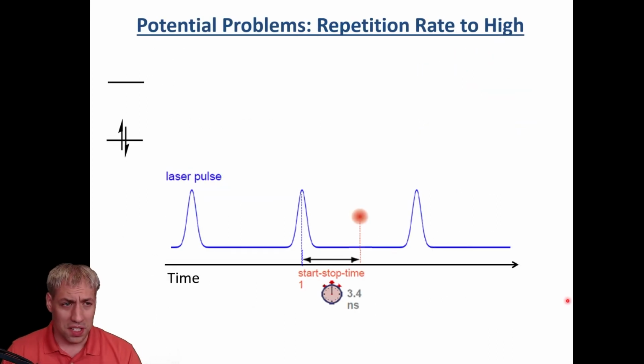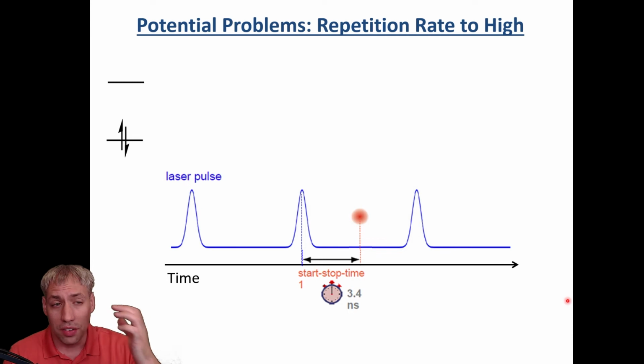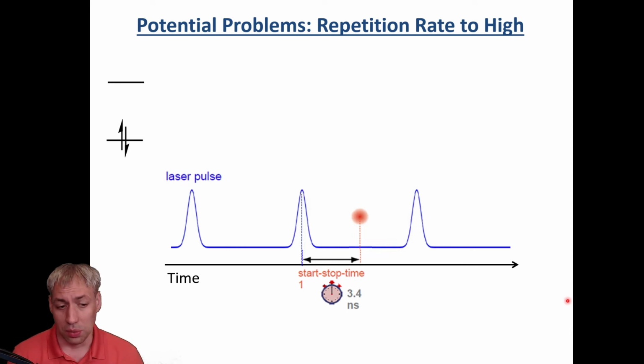While TCSPC is a great technique and it's user-friendly and getting more and more common, there are a few common pitfalls that I just want to make everyone aware of. One of the issues is your repetition rate is too high. The general rule of thumb is you want a repetition period that's twice the lifetime of your sample, but you don't necessarily know the lifetime of your sample ahead of time. So generally I default to longer time scales, but there is an issue if your repetition rate is too high. What do I mean by that?